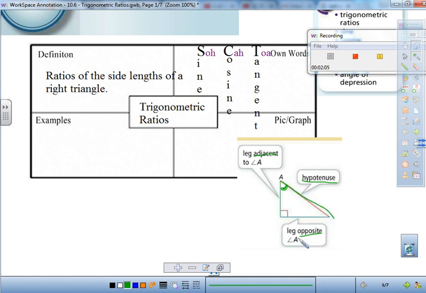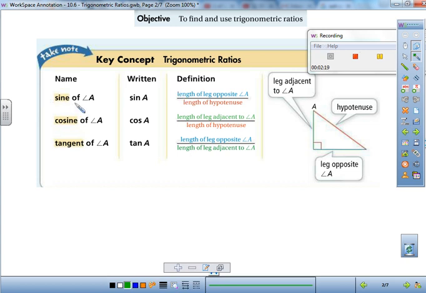So O and H are the two we need to remember. So for this angle A, what's opposite that is our opposite. What's adjacent or touching that is our adjacent side. Okay, so when we write it all out like a ratio, we have the sine of angle A, written sine A, is the length of the leg opposite angle A over the length of the hypotenuse. Cosine is the adjacent leg length over the length of the hypotenuse. And tangent, TOA, O is for opposite, A is for adjacent.